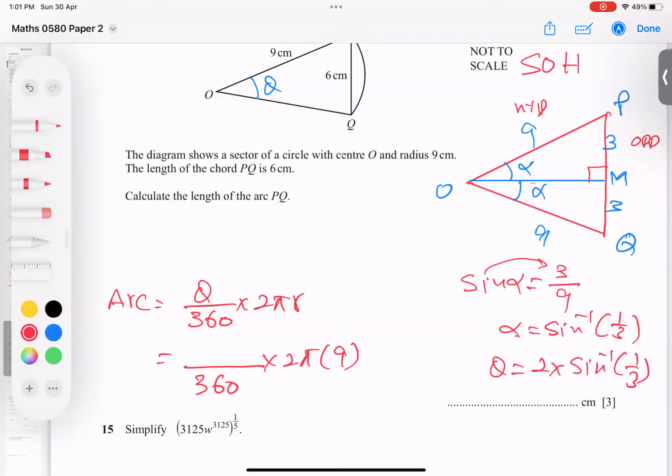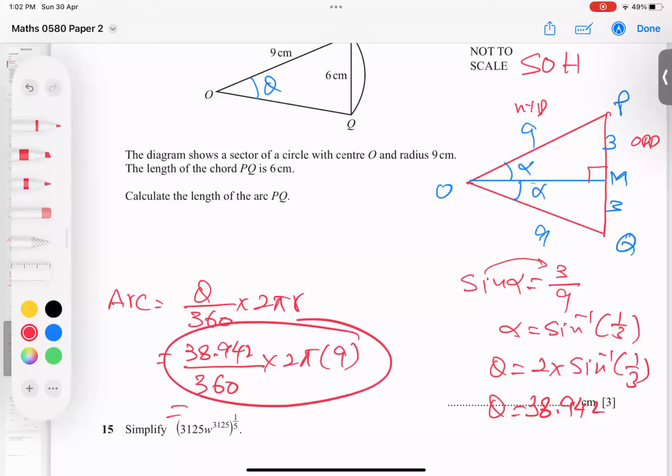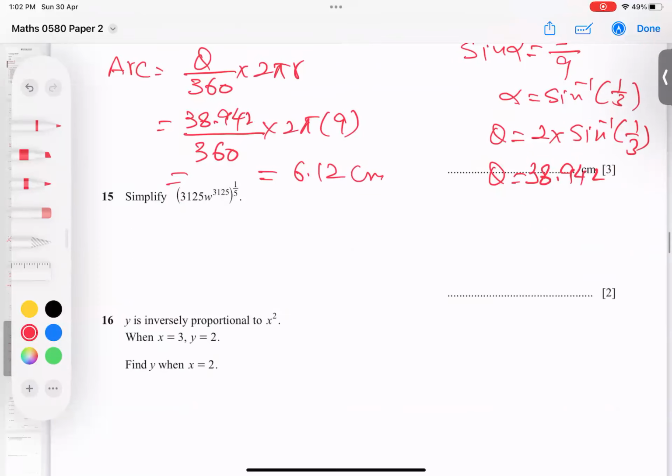And when I type in the calculator, students, 2 times sine inverse 1 over 3, it gives me 38.942. So I'm copying here 38.942. I hope you're understanding what is going on. Okay. Now I'm plugging in this value and typing this whole thing in my calculator. When I type in the calculator, the answer is coming 6.12. Wait a minute, let's write again. 6.12 centimeters. I hope that's clear.